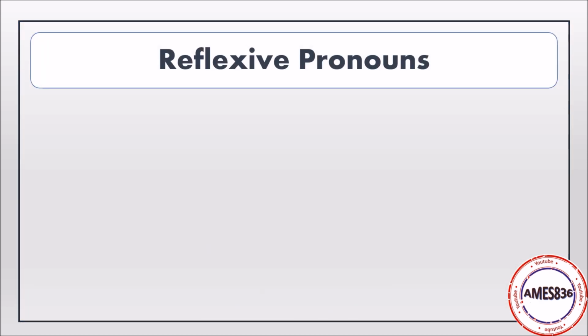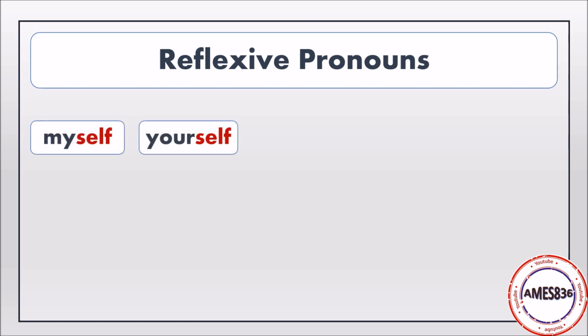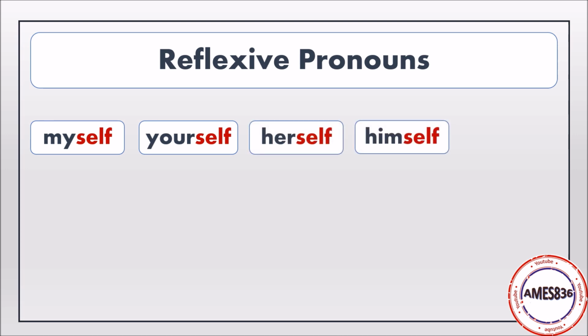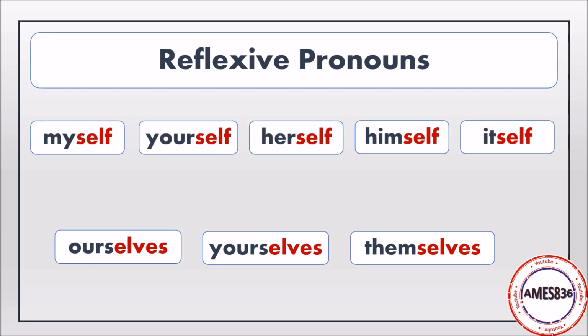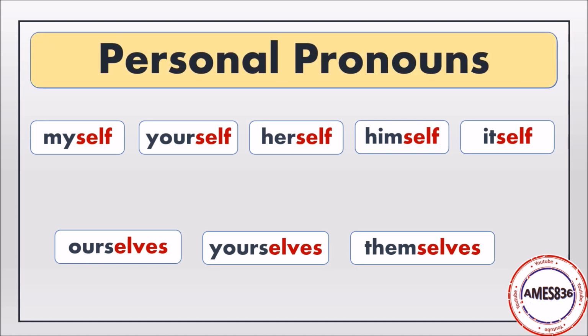There are 8 reflexive pronouns. They are myself, yourself, herself, himself, itself, ourselves, yourselves, themselves. There is one reflexive pronoun for each personal pronoun.